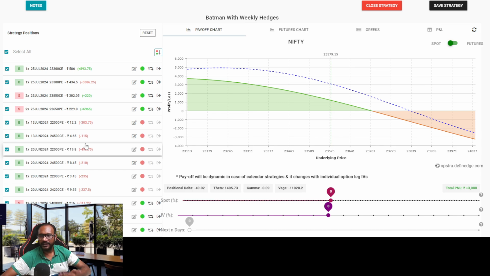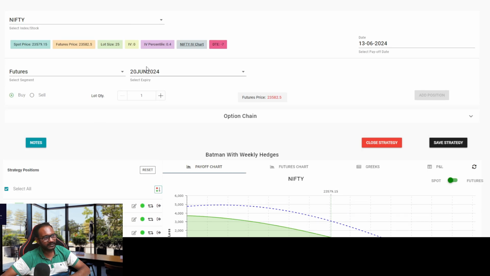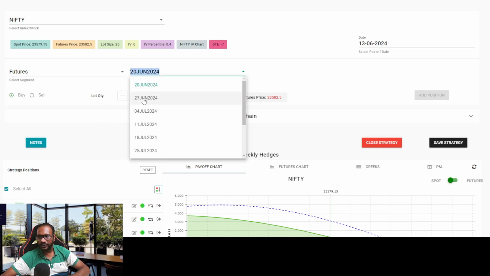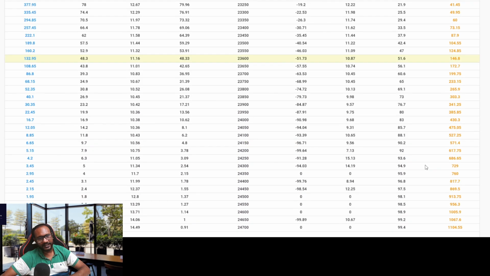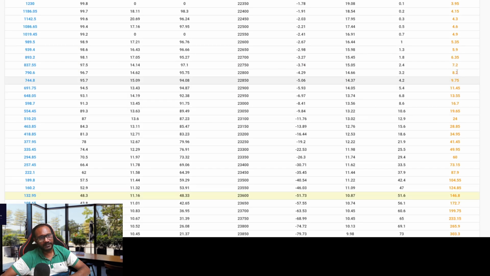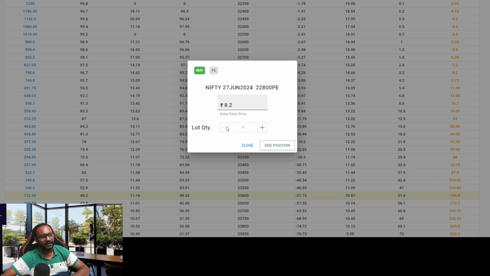So we have to buy in next expiry contracts, something trading at less than 10 rupees, maybe 8 to 10 rupees. That's something we will be looking at. So what I would do is go to this 27th of June contract, get the option chain, and see what is trading around 8 to 10 rupees. Let's see. Yeah, 8.2 rupees. So here I'm going to buy two lots because we closed two lots, right? So I'm buying two lots.